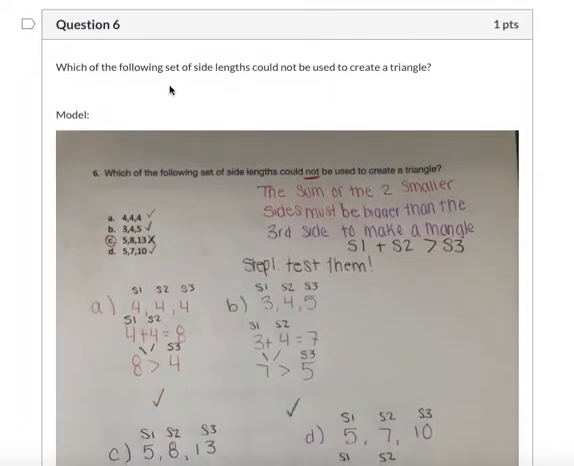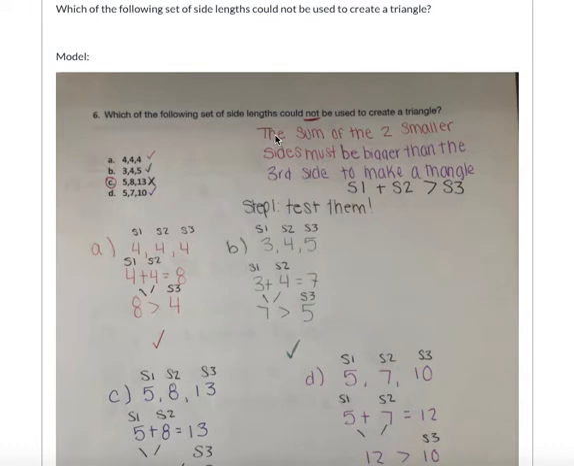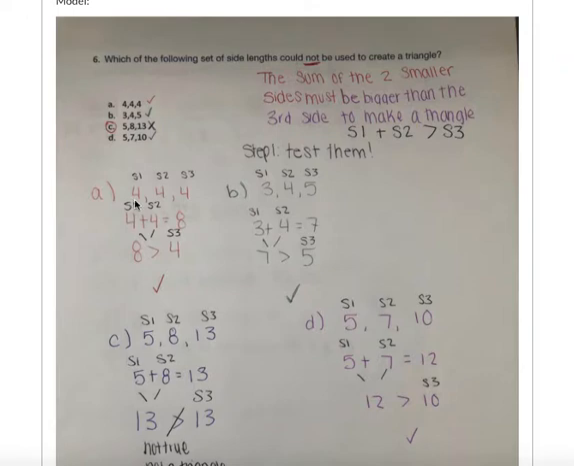So it says, which of the following set of side lengths could not be used to create a triangle? So when we're using "not," it's going to not fit into this rule. So basically you have the rule that the sum of the two smaller sides must be bigger than the third side to make a triangle. So your formula is side 1 plus side 2 is greater than side 3. So in this example, you have 4 plus 4 is equal to 8. So those two sides equal 8, and that's greater than the other side, 4.